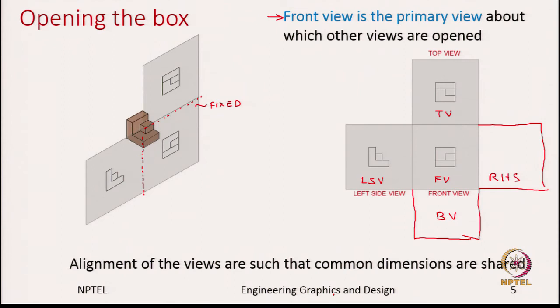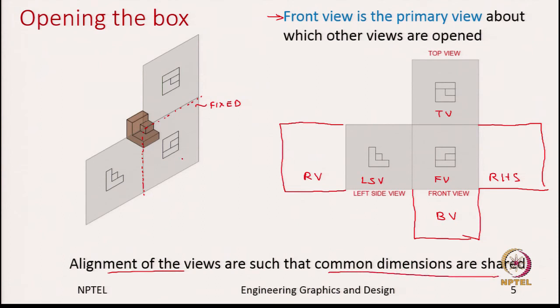So, rear view you can either place it to the left of the left side view or to the right of the right side view, but we normally place it next to the left side view. So, let me show it here. Rear view. This is how we open the box such that now what we can see is all the views are in a single plane. Okay. So, if you have noticed, we said that the alignment of views is such that common dimensions are shared.